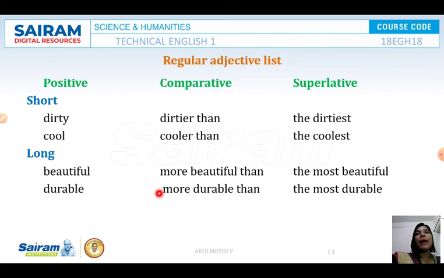And there are some irregular adjectives. They are bad, worse than, and the worst; good, better than, and the best. So they completely change in spelling and form. So they are called irregular adjectives. As we studied irregular verbs, here also we have irregular adjectives. So we will have to become very familiar with it.